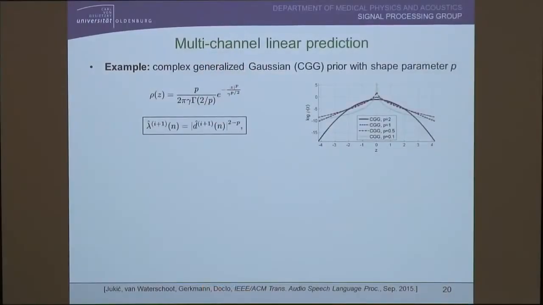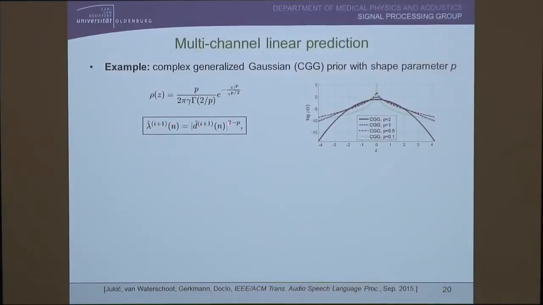So if we then plug in this complex generalized Gaussian, we can play around a little bit and go either from a Gaussian model where p is 2 to a more sparse prior, a more peaky prior, you could even say, for a smaller value of p. That's just an additional control parameter to control this sparsity.